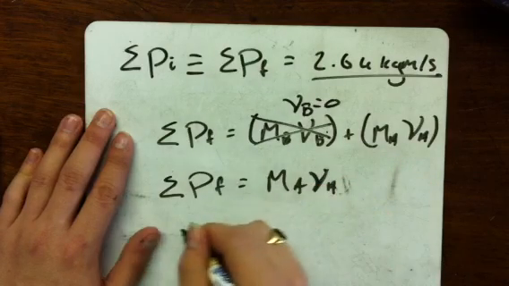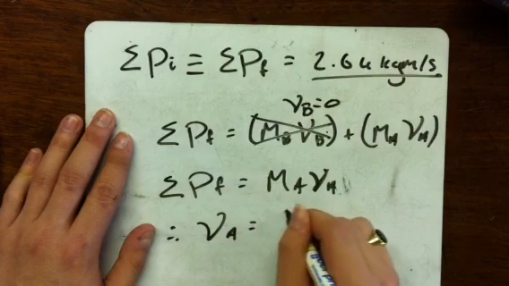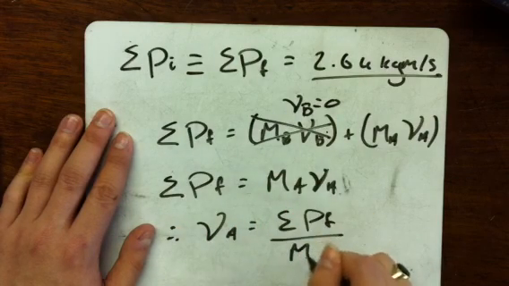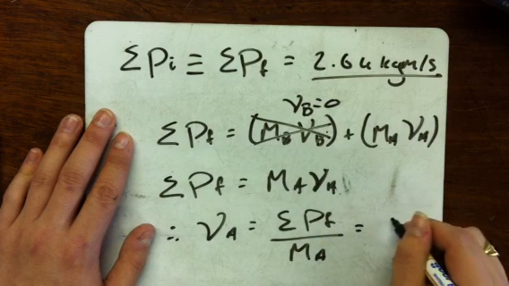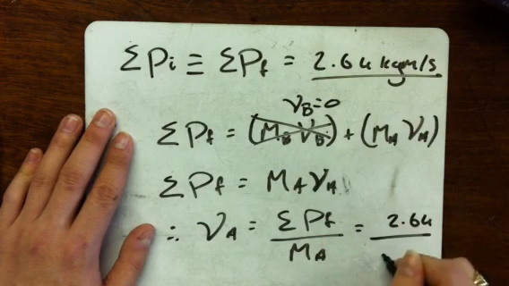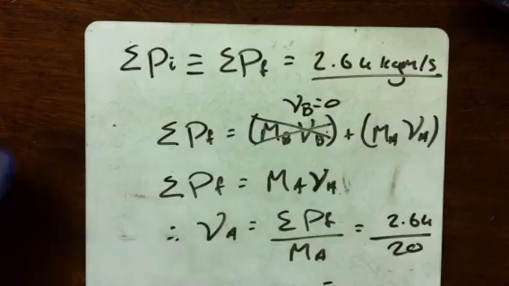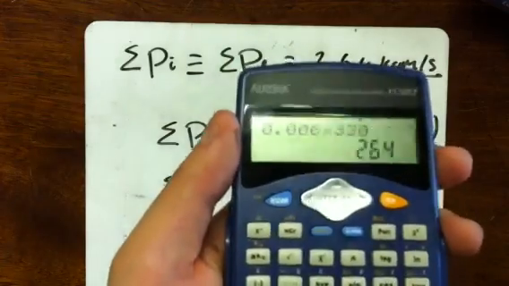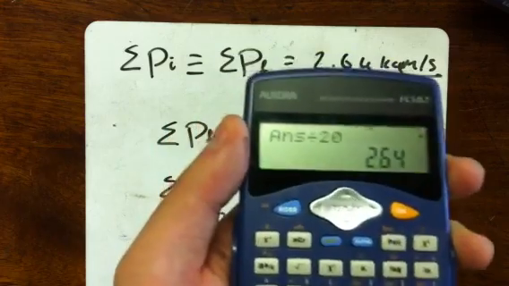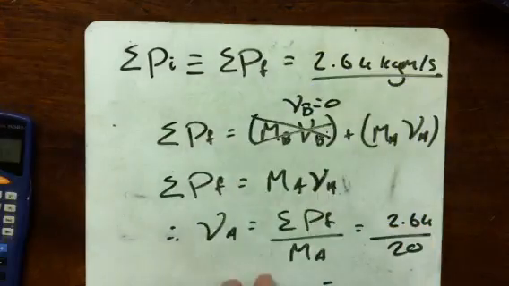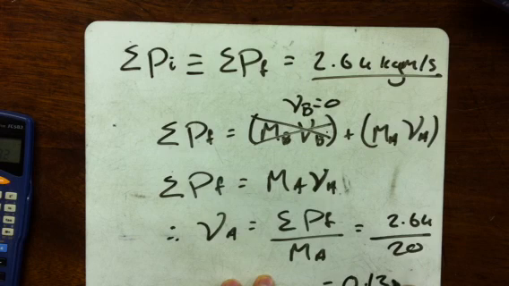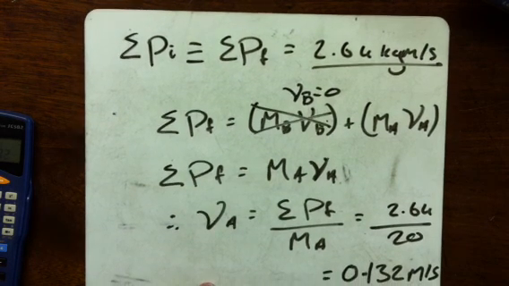Don't need brackets. Therefore, rearrangement. We put in the numbers. The mass of A, of course, being 20 kilograms. So there's my answer from before. We divide by 20 equals 0.132 meters per second. And that's it. That's the last numerical question.